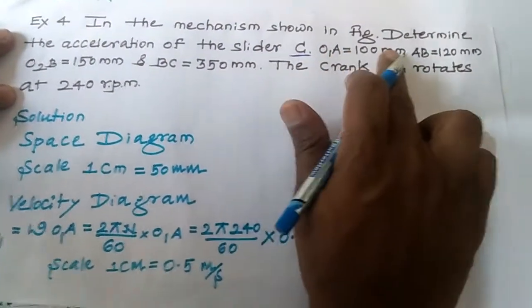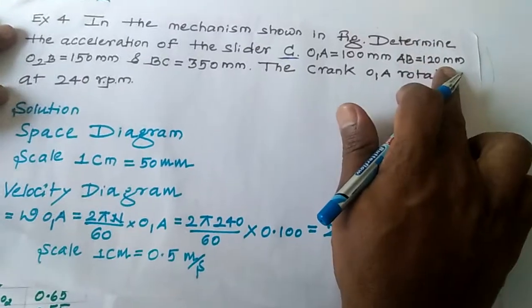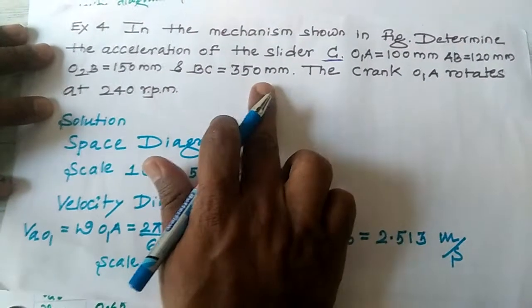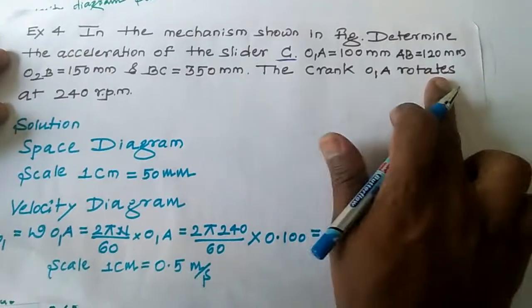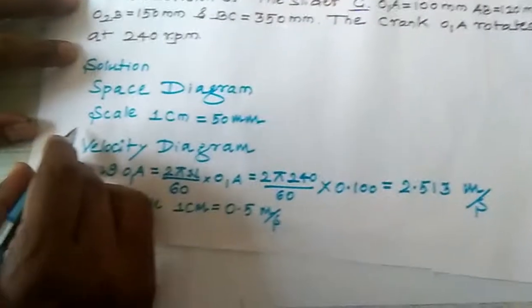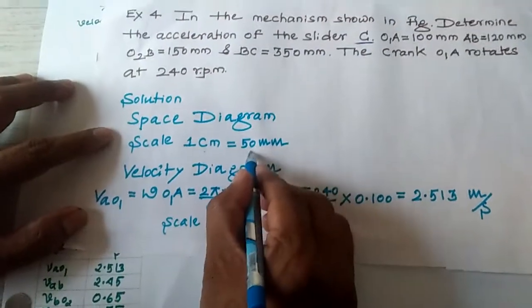They have given O1A as 100 mm, AB as 120 mm, O2B as 150 mm, BC as 350 mm. The crank O1A rotates at 240 rpm. First I will draw the space diagram. For the space diagram, I will take a scale of 1 centimeter equal to 50 mm.